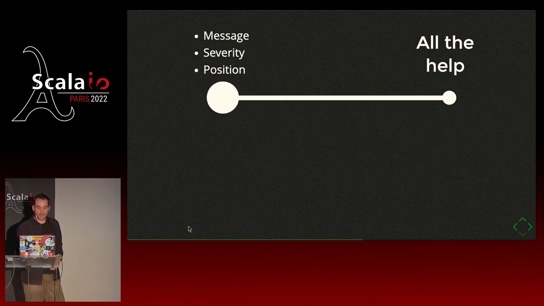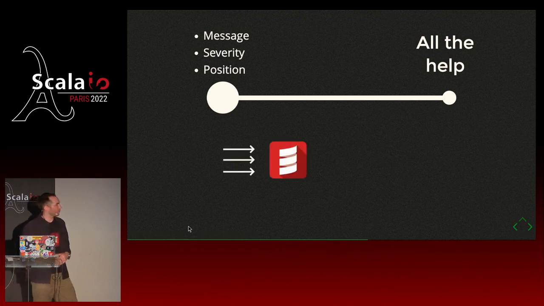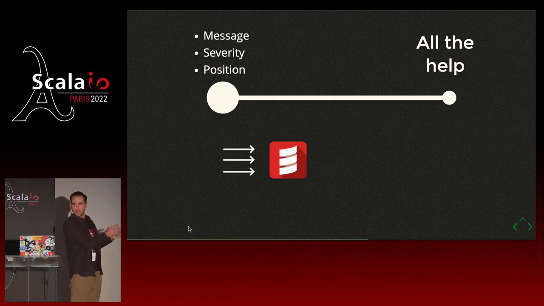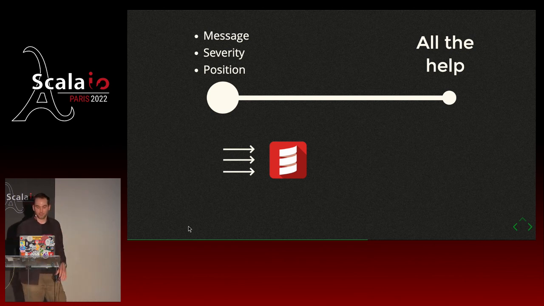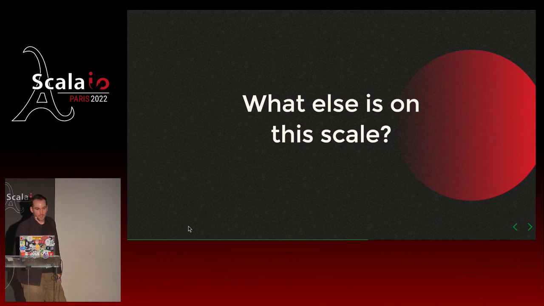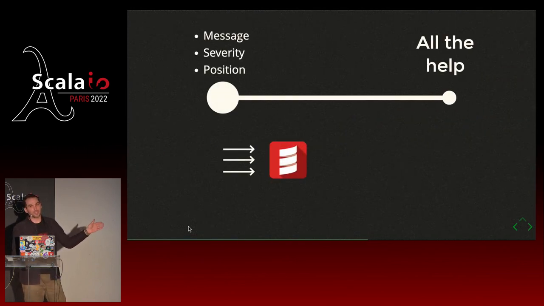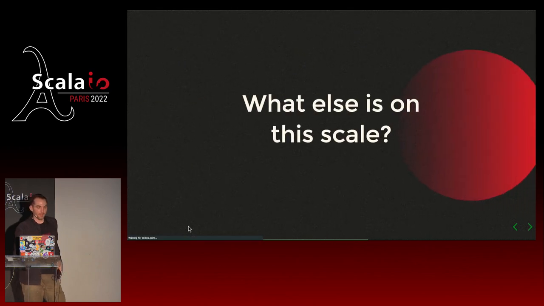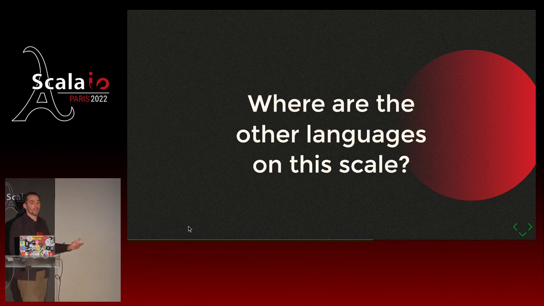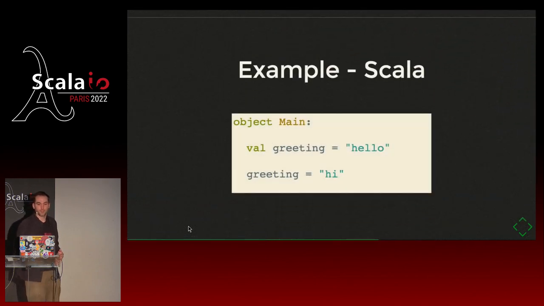So with that in mind, let's scoot Scala over a little bit, right? It does a little bit more than the bare basics because the messages are more helpful and they help you in more ways. But what else is there on this scale anyways? What's basically between where Scala is here and all of the help? Another way to phrase this question, or you can't really answer this question without also answering, where are the other languages on this scale? Because they're related to each other. And we'll use other languages as an example to show what else could be on this scale.